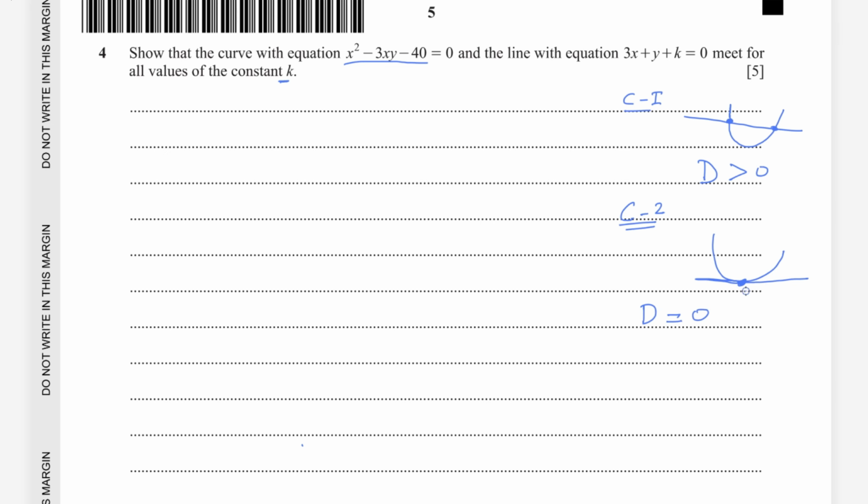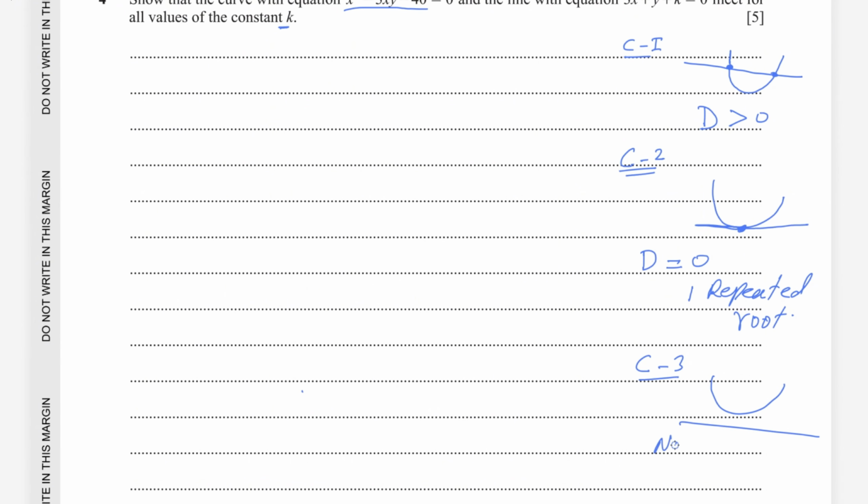And we have one repeated root. Okay, this is the second case. And third case, this is not intersecting, it is passing like this. So we can write here no real roots in that case. And in this case, discriminant is always less than 0. And what is the discriminant?